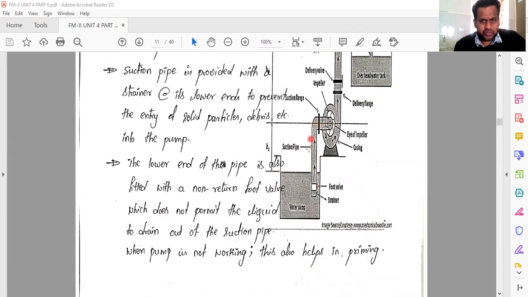And one more important point was in the suction pipe: at the end of the suction pipe, two things will be there. One is a strainer, which does not allow impurities or any solid particles to enter the pipe. And there is a foot valve which acts in one-way direction. That means the water can enter like this, but when the centrifugal pump is not working, the water will not come out from this. That means the water will not come back. It acts in one way.